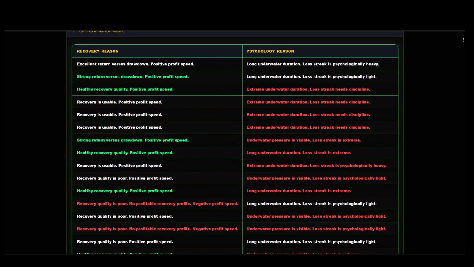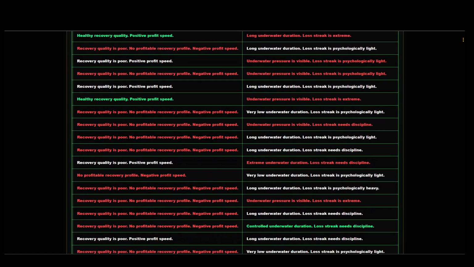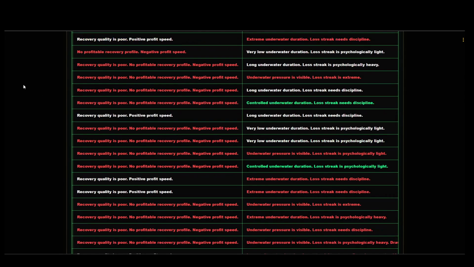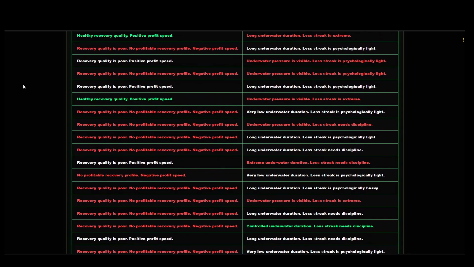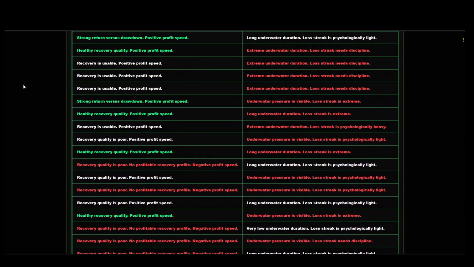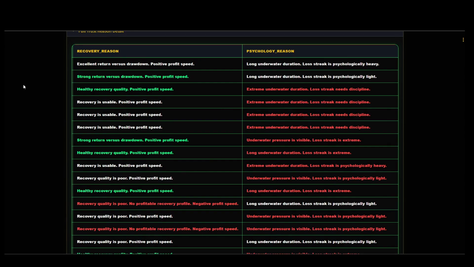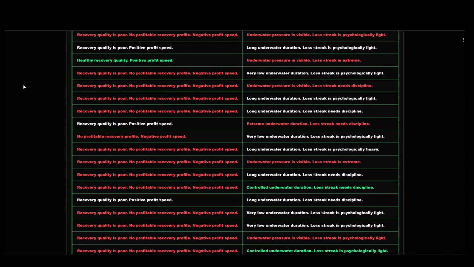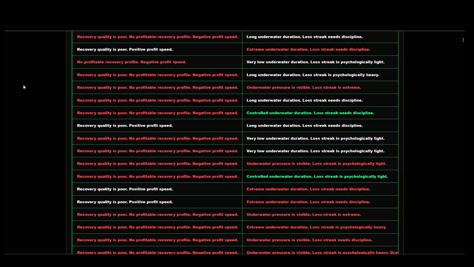Some robots show excellent return versus drawdown behavior, healthy recovery quality, strong recovery structure, controlled underwater duration, and psychologically lighter execution profiles. While weaker structures begin showing poor recovery quality, negative profit speed, extreme underwater duration, heavy psychological pressure, unstable recovery behavior, and loss streak structures that require very high execution discipline.